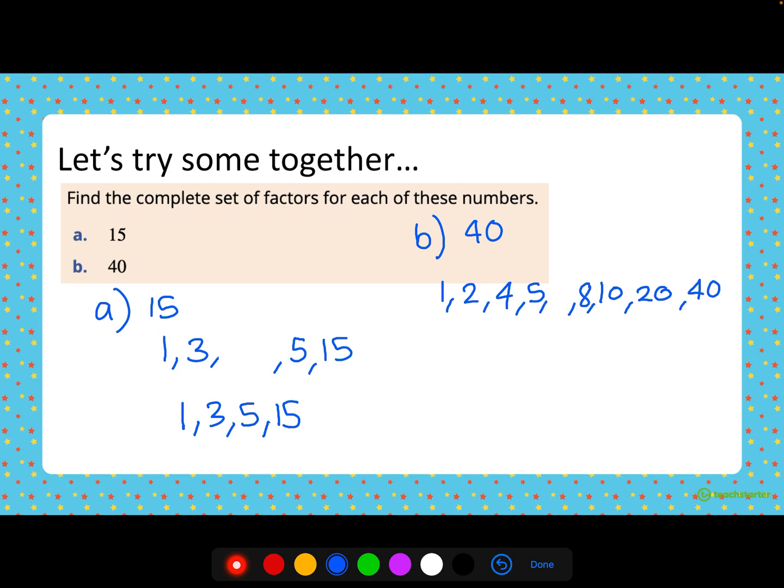6, no, because 6 times 6 is 36, and 6 times 7 is 42. So that means 6 and 7 do not go into 40. And then I've reached 8, which is on the other side, so I'm done. So these are all the numbers that go into 40. So we can see the larger the number gets, the more likely it is to have more factors.